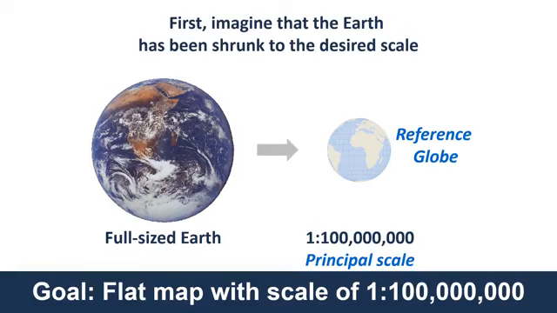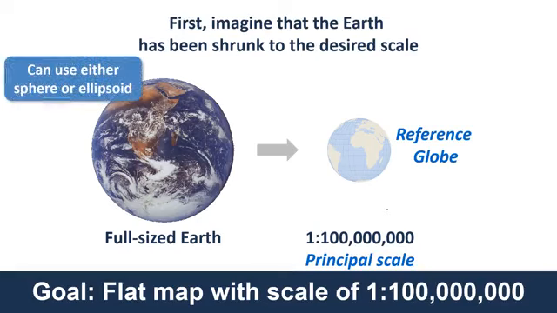And the scale that we're choosing to make our map at is the principal scale. So for me here, that scale is 1 to 100 million. But if it was for a neighborhood, it might be 1 to 10,000. Or for a country, it might be something like 1 to 30 million. So don't get too hung up on this. It's not that this is an exact value. The fact is that we're shrinking the Earth. It's a reference globe that's set to the scale that we want to make our map at. That's referred to as the principal scale.